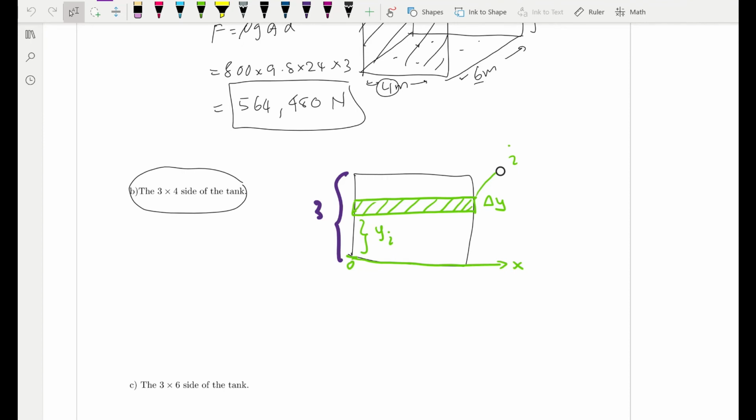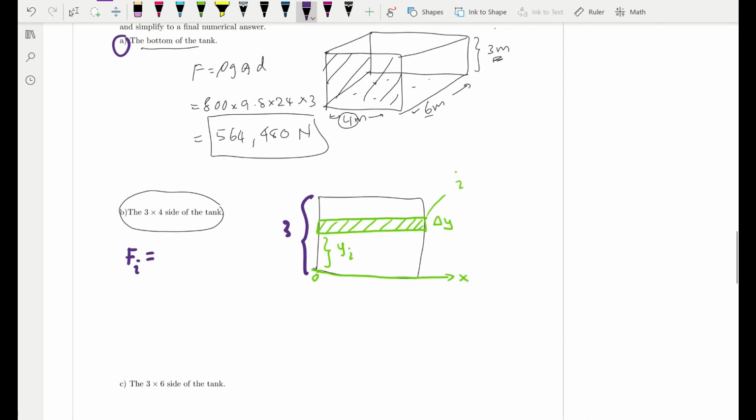Now I'm going to calculate the force on this ith slice, not on the entire thing, but on the ith slice. So it's rho g times the area. Think about this: the area of the slice. The length of this slice is actually 4, because you are working on the 3 by 4 side. So it's 4 times delta y, where delta y is the width. The area of a rectangle is length times width, so 4 delta y.